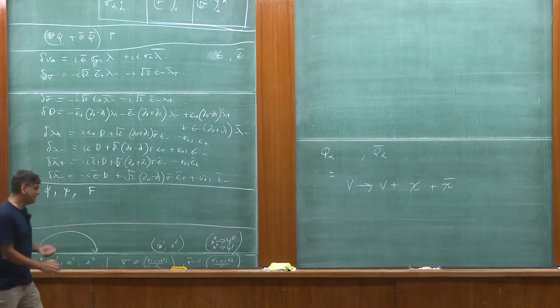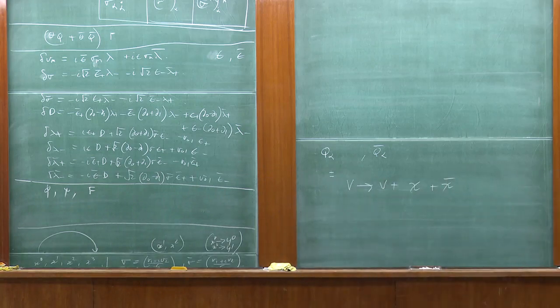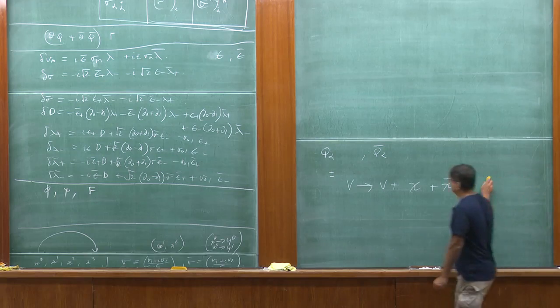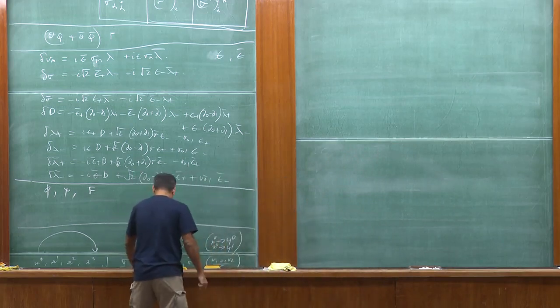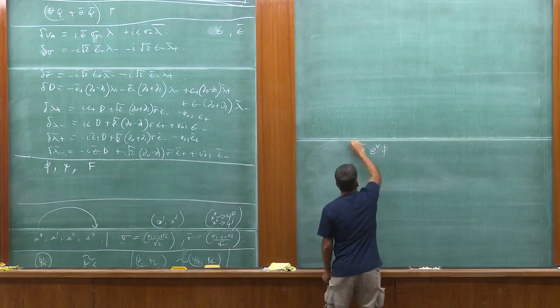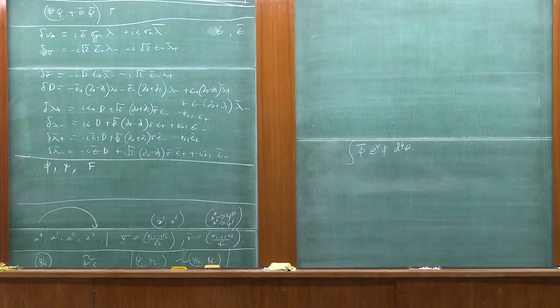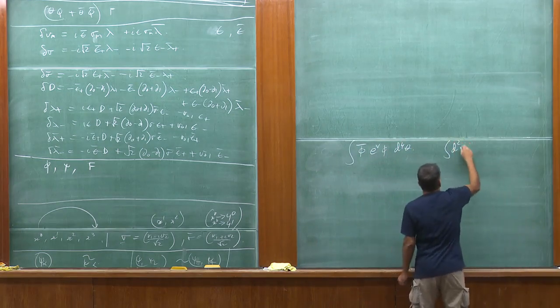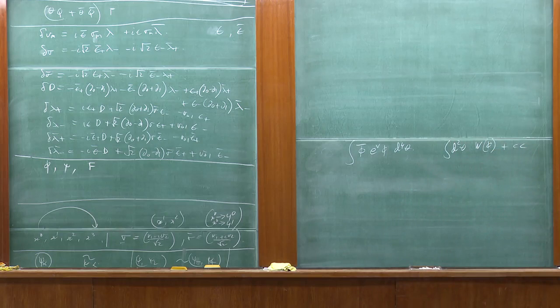Now that we've got the fields in the game, we're going to ask the following question. Okay? We're going to ask the question, how do we write down a Lagrangian? In four dimensions, we reviewed last time how we wrote down the Lagrangian. Okay? The part of the Lagrangian which is the scalar potential, phi bar e to the power V phi, d4 theta, that doesn't change. You continue to do that in two dimensions. The part of the Lagrangian that was the superpotential, d2 theta W of phi plus c.c., that doesn't change. You continue to do that in two dimensions.